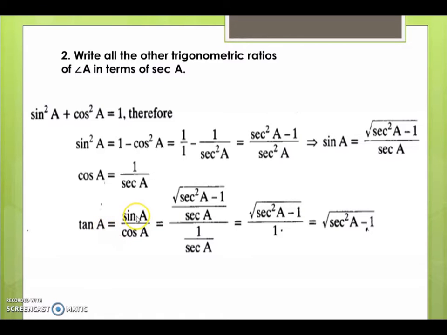Tan A, you can write as sin A by cos A. Sin A we have already evaluated, so this entire thing will be written in the numerator in place of sin A, and cos A we know is 1 by sec A. So when you divide, the sec A and sec A will get cancelled and you will get the square root of sec square A minus 1.